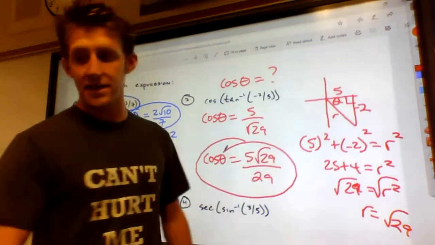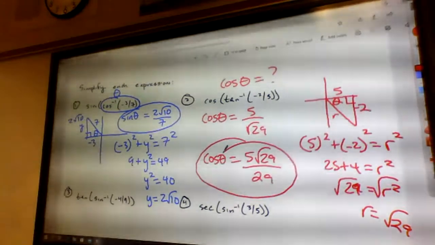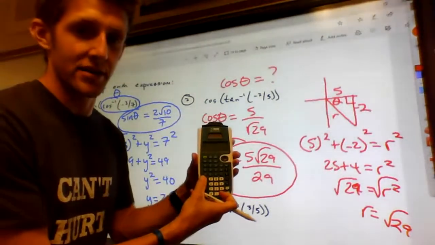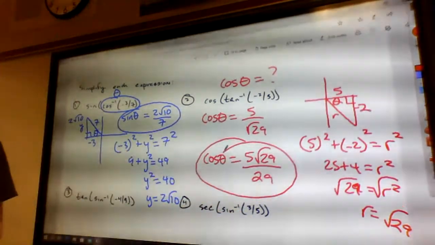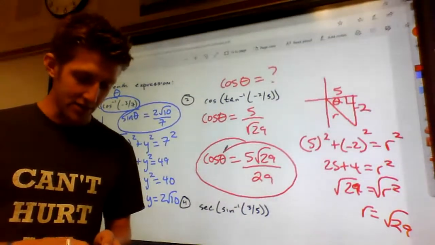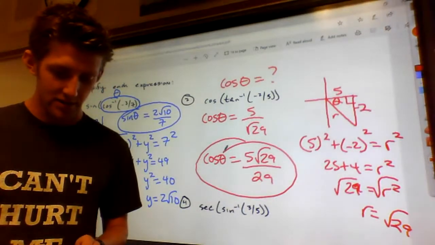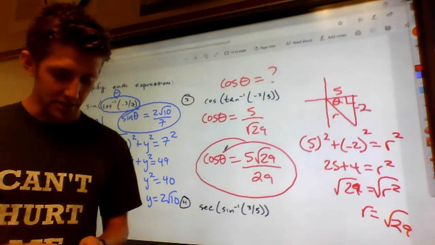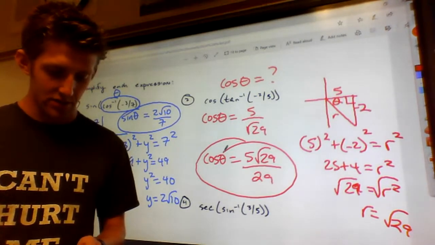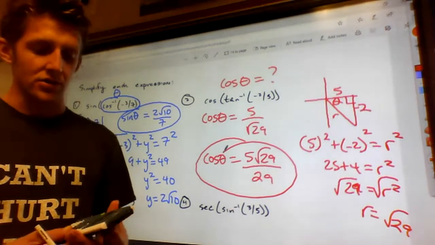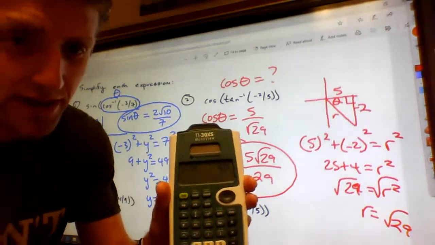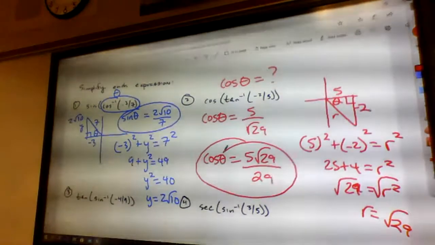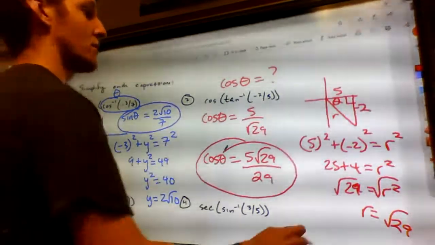The nice thing about those TI-30XS calculators that I'm showing you right here is that if you type in 5 divided by the square root of 29, you have to make sure you're in the right mode and that you don't type something in wrong, you get 5 root 29 divided by 29. These calculators are the best for you right now.